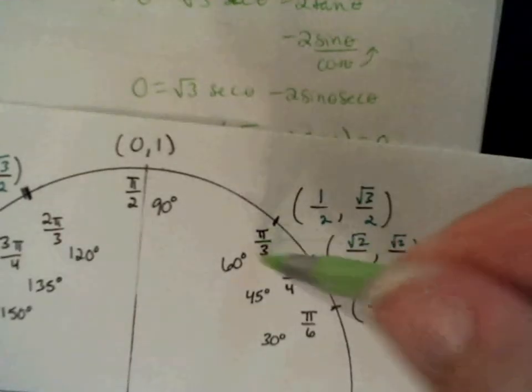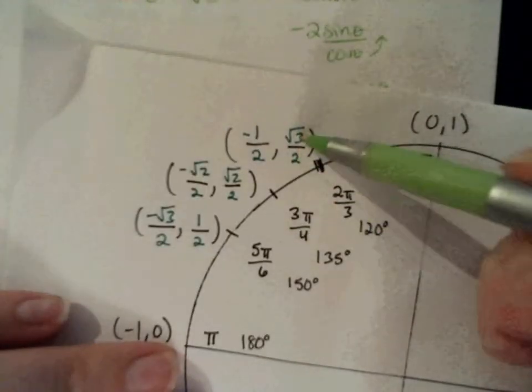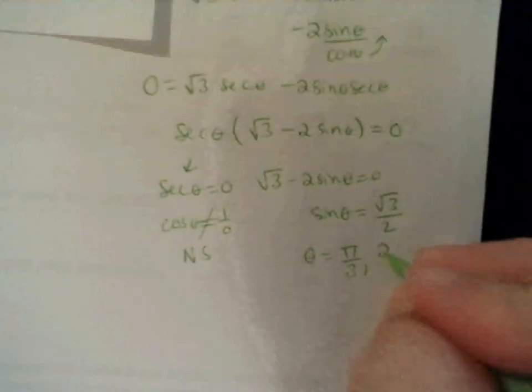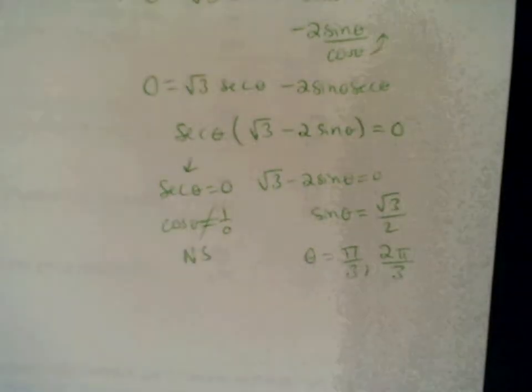Sine's the y value, so we're looking at the top 2 quadrants being positive. Sine is square root of 3 over 2 at pi over 3, and at 2 pi over 3. That's where sine is the positive square root of 3 over 2. And there is my answer. Those are my answers.